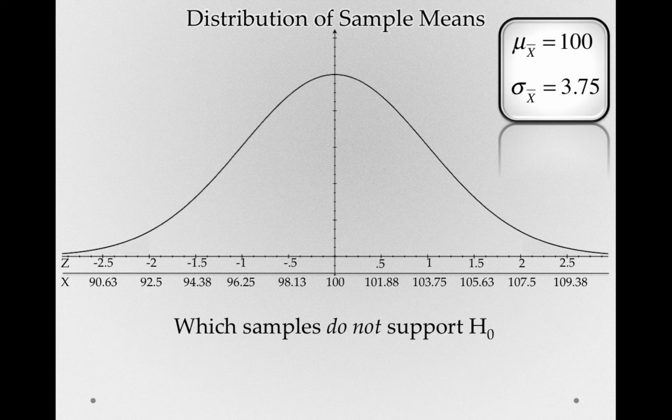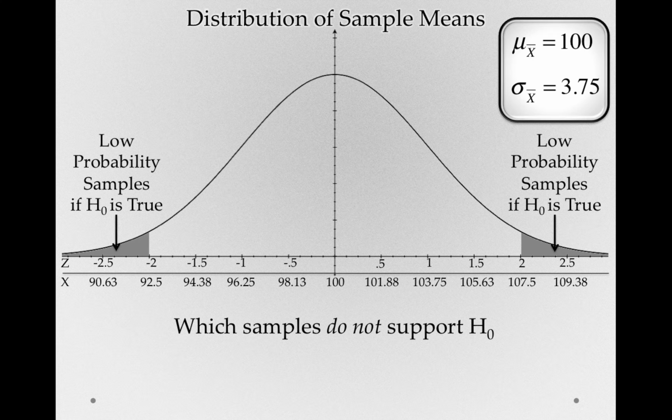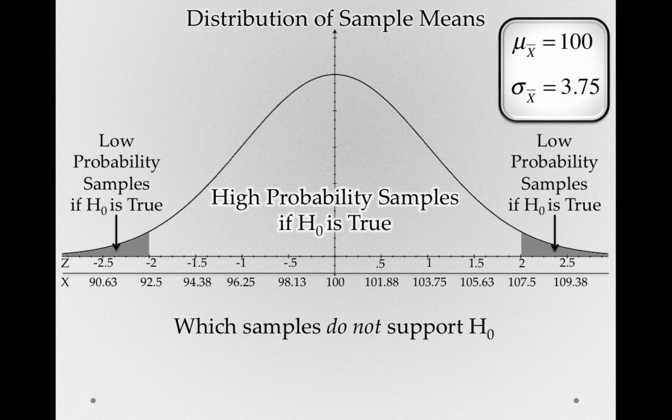Now certainly, the sample means that are in the extreme tails are low probability samples if the null hypothesis is true. That is, these are samples we wouldn't expect to get much of the time if that population was truly centered at 100. So, in the center, we have these high probability samples, ones we would expect to get if the population was centered really at 100.